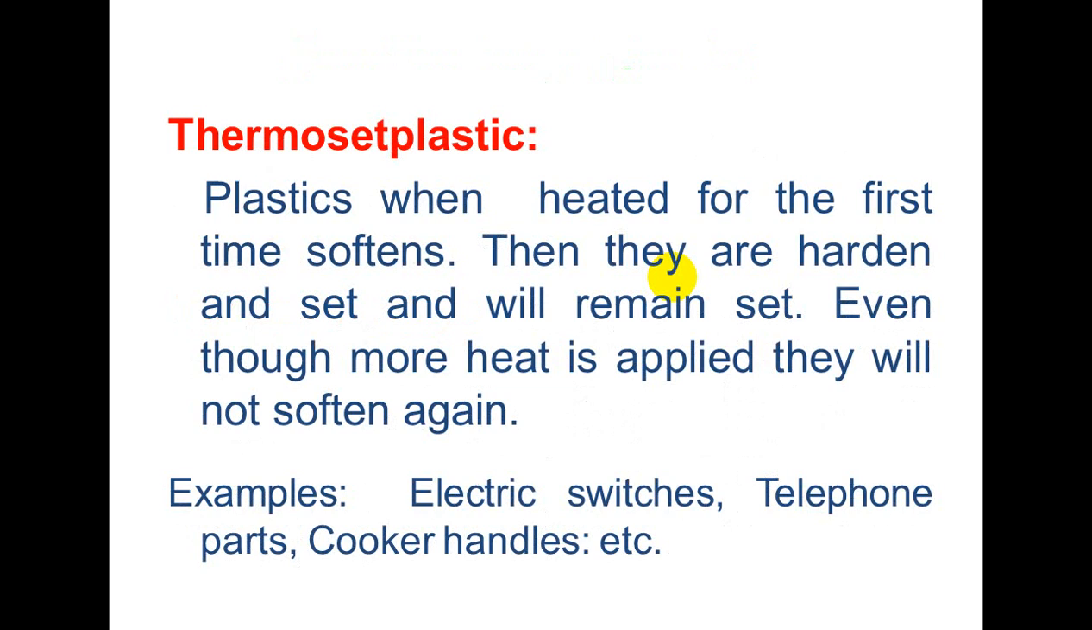Thermoset plastic: plastic that softens when heated for the first time. Then it hardens and remains set. When more heat is applied, it will not soften again. So it is a one-time plastic. Examples are electric switches, telephone parts, and cooker handles. These are the examples of thermoset plastic.